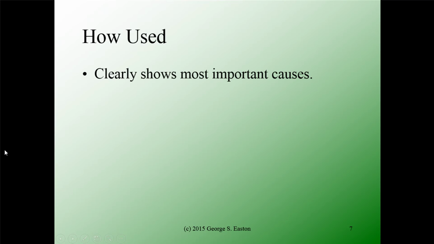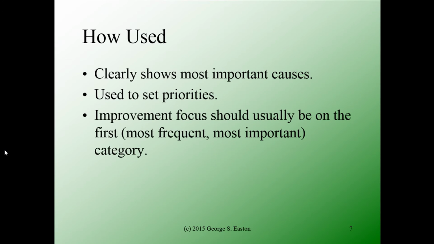So how is the Pareto chart used? Well, it's used to clearly show the most important causes. And in doing so, it's used to set priorities. What this means is that the focus of any kind of improvement effort or defect reduction effort should usually be on the first category. The first category is the most frequent category and therefore generally the most important category.